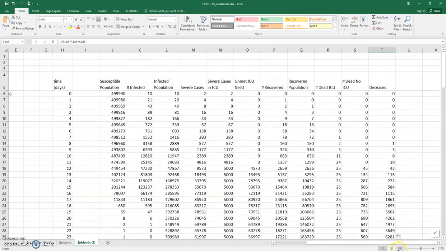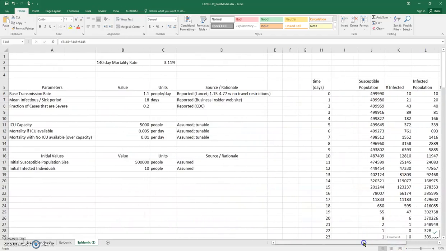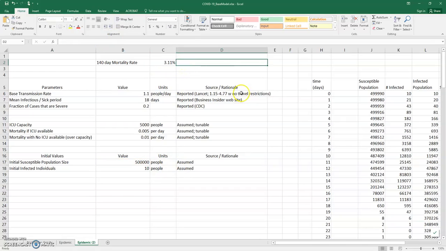Now that doesn't mean that that's what's going to happen, but it means that that's what this particular run of the model says. I added the parameter, or not a parameter, but an output value up here. So the 140-day mortality rate is the ratio between the final number of dead individuals and the total population. So this says T146, that's the number that we just pointed to way down the right-hand corner. That's the last number in the deceased column. And B17, which is the total population. So it's basically the fraction of the population that doesn't make it.